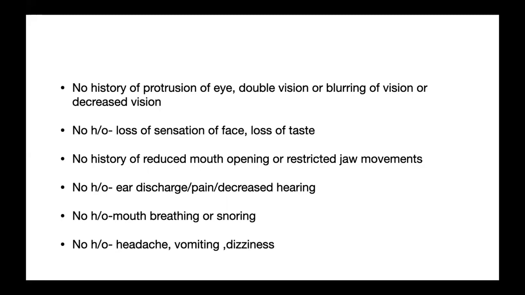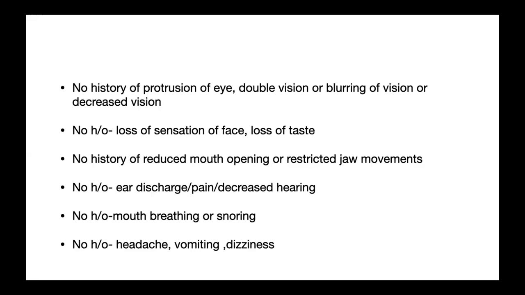No history of loss of sensation over the face suggests there is no involvement of the trigeminal nerve branches. No history of loss of taste is again due to the lingual nerve, which is a branch of the trigeminal nerve. No history of decreased mouth opening indicates there is no trismus, no pterygoid involvement, or restricted jaw movements, like no involvement of masseter and lateral pterygoid muscles, which are supplied by the mandibular branch.